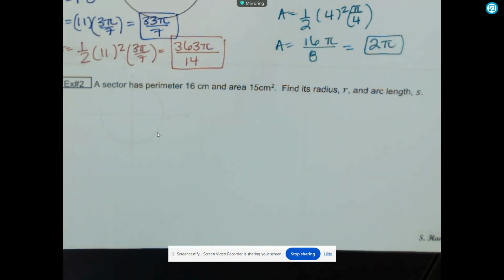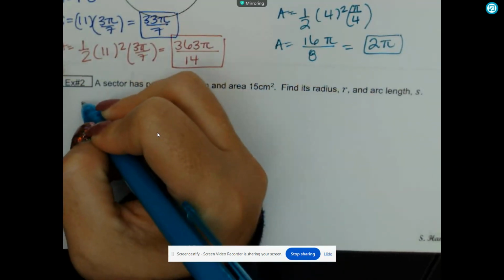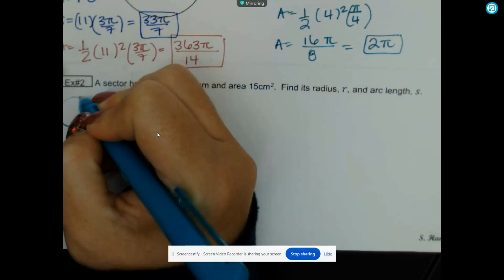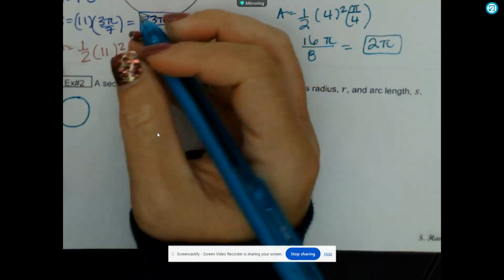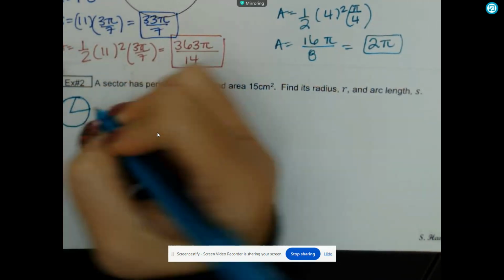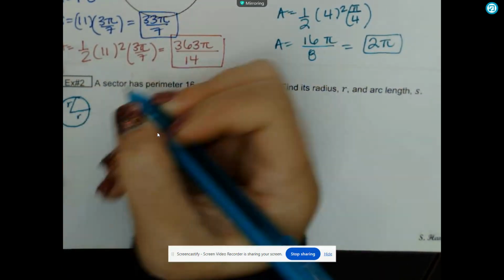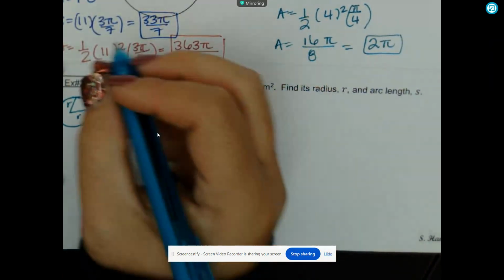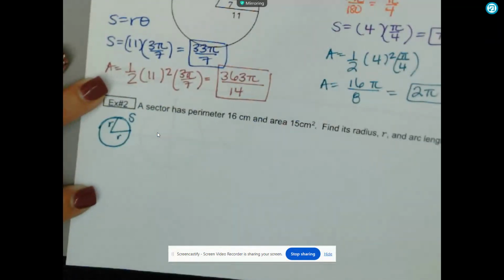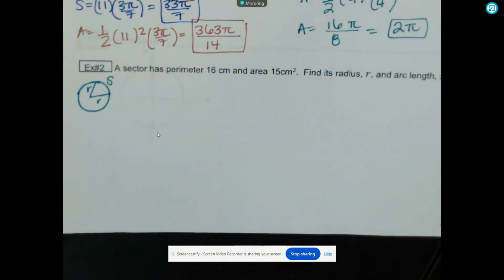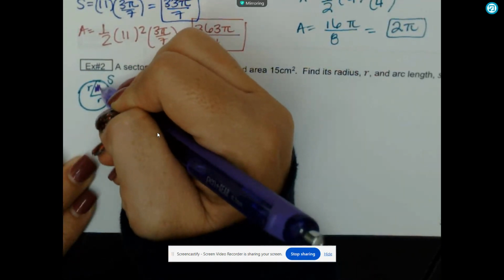Let's go ahead and draw it out and see what we're dealing with. We've got a sector, so that's a circle, and we've got part of it. We know the radius is r. And if we're talking about part of it, our arc length over here is going to be s. That's just what we had up above, putting it back down here. So the perimeter is 16. That's the perimeter of the sector, the shaded part right here.